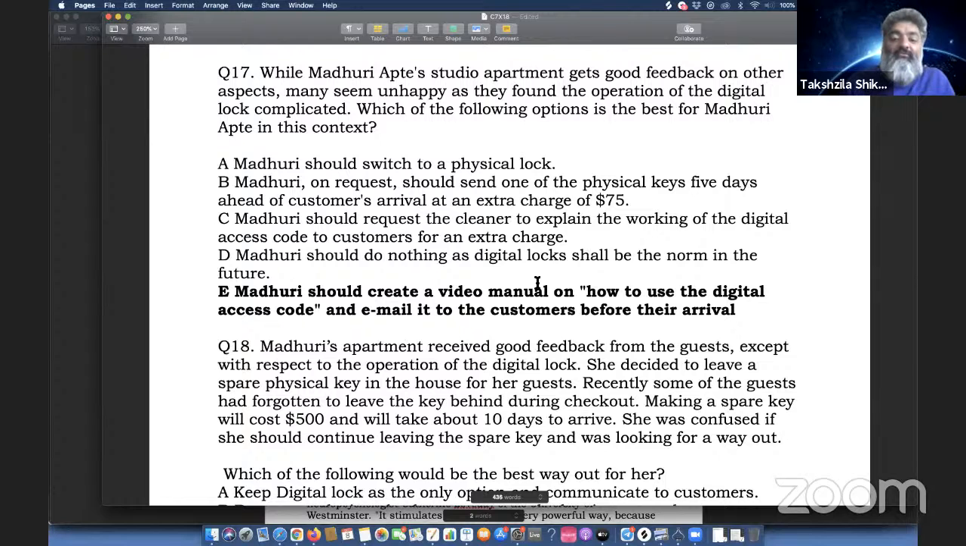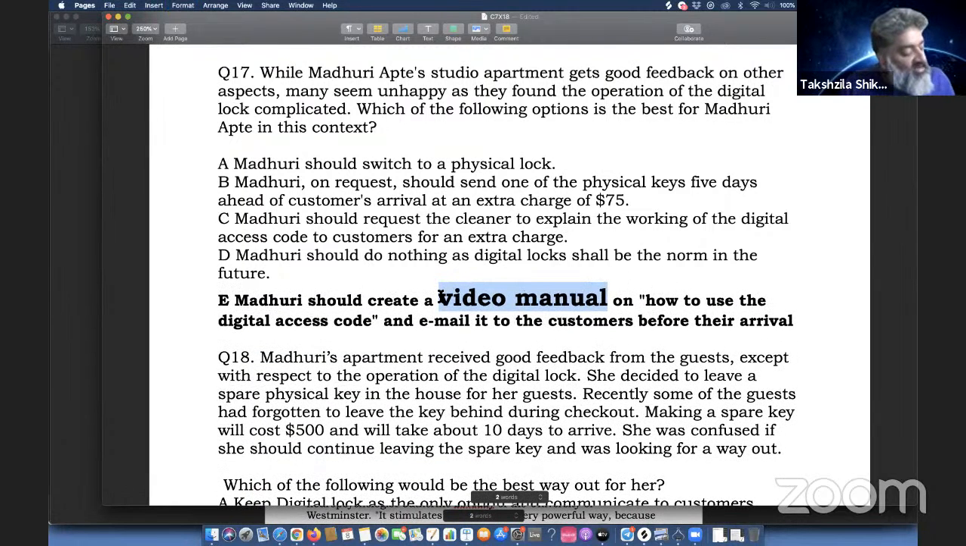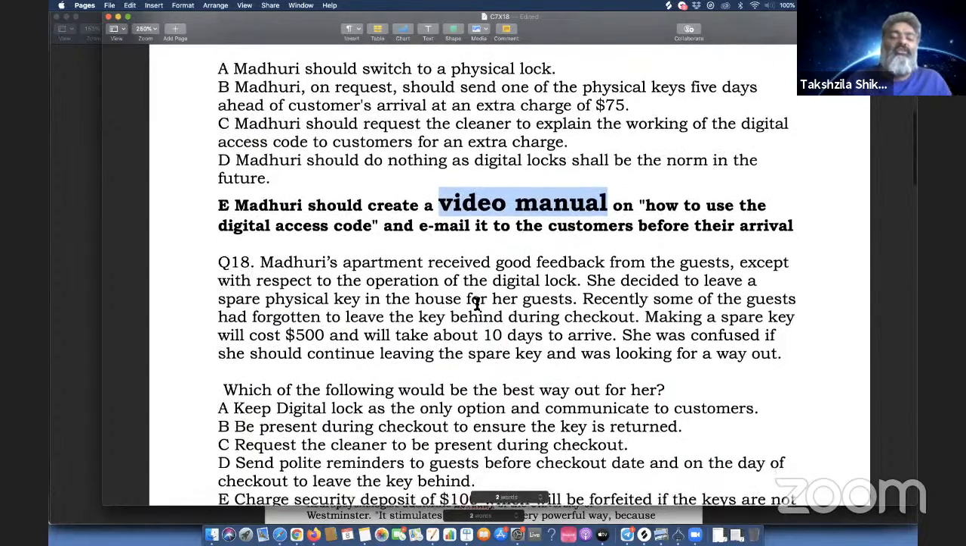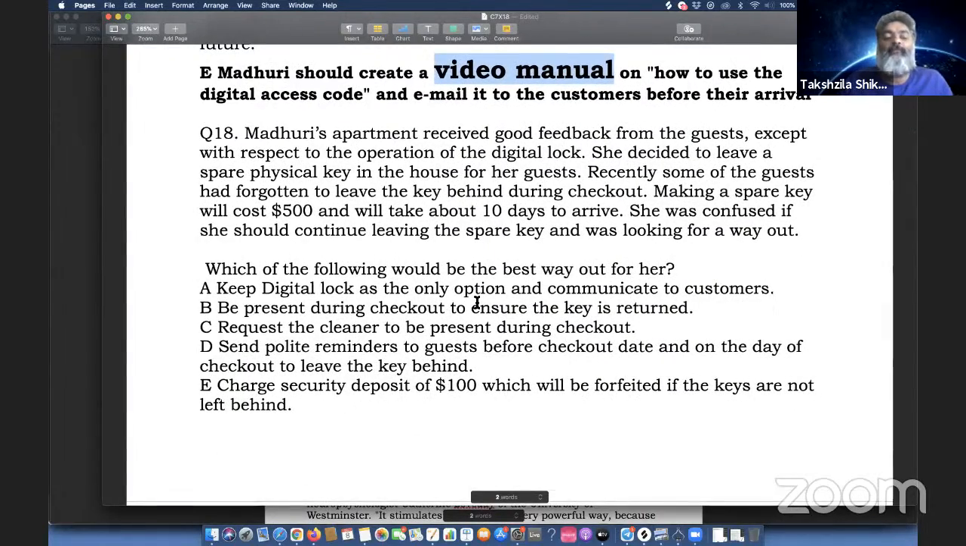It's a video manual, not a reading manual. Somebody said, "Isn't reading a manual a hassle?" No. Video manuals are very, very common, especially now, it's 2018. It's the post-internet era. Video manuals on how to operate complicated technology are very, very common these days, right? So I'll move to the next question. Try it out. 18.